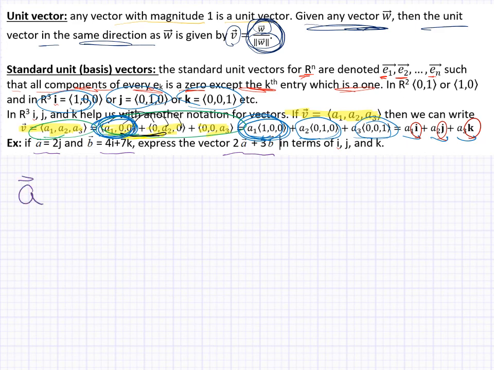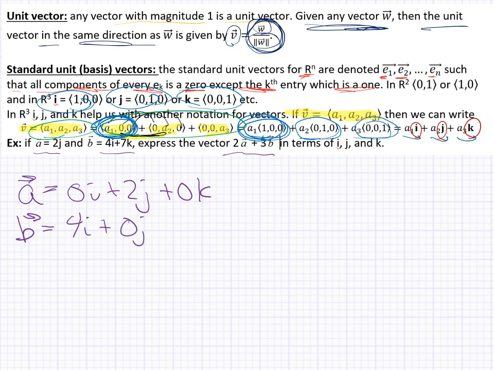So let's say A is 2j. You could also write that as 0i plus 2j plus 0k if you really wanted to include the i and k components. And let's say B is 4i plus 7k, so 4i plus 0j plus 7k. And I wanted to do this computation of 2A plus 3B. So 2 times vector A plus 3 times vector B, and I want to do this all in this ijk format. Well, it's really nice in this format because it's a lot like polynomial computation.